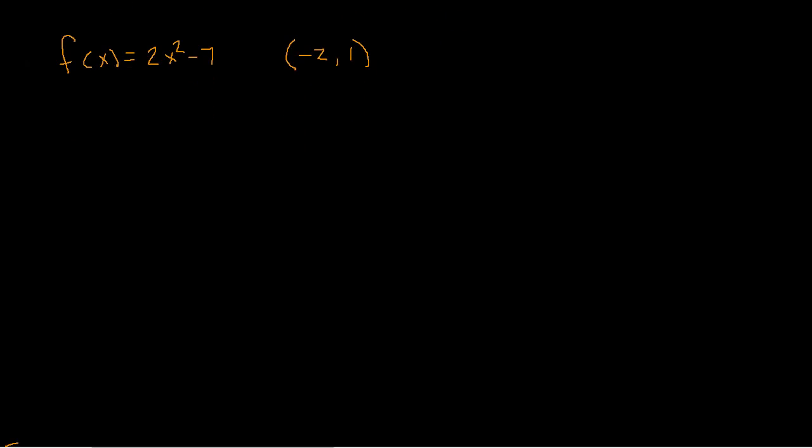So we have a function 2x squared minus 7, and we want to find the tangent line equation at (-2, 1). Now first, it is worthwhile to just check that this point is on the function. So if I take -2 and plug it into the function, I better get 1. So -2 squared is 4, 4 times 2 is 8, 8 minus 7 is 1. So this does confirm that this point is on the function. So let me remind you, derivatives only work if the point is on the function, so you got to make sure you understand that.